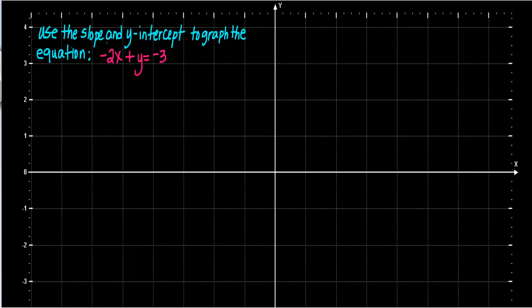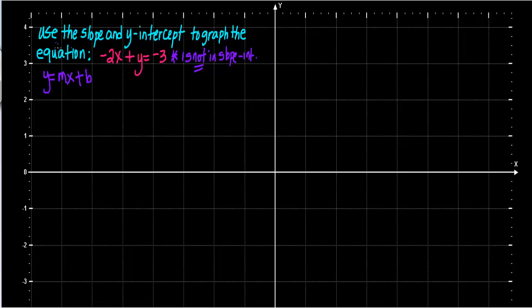What if I ask you to use the slope and y-intercept to graph the equation negative 2x plus y equal negative 3? The first thing that it's very important that you notice here is that this equation is not in slope-intercept form. Did you notice? It's not. Remember, slope-intercept is y equal to a number next to x plus b, which is a constant. And this is not in that form.